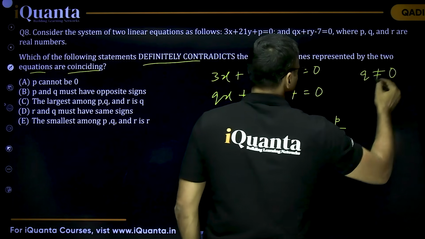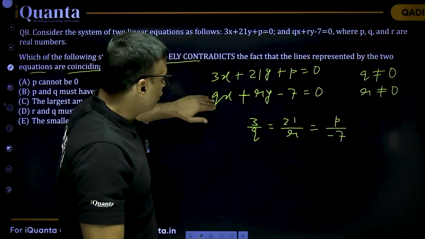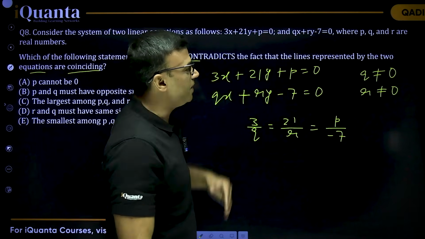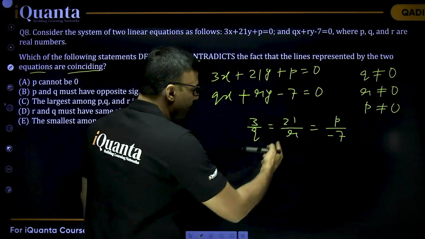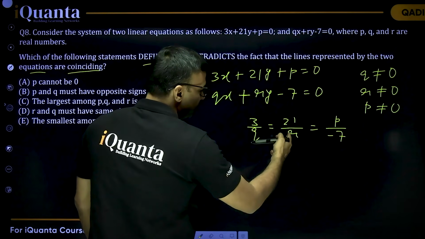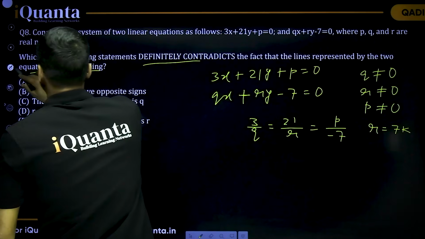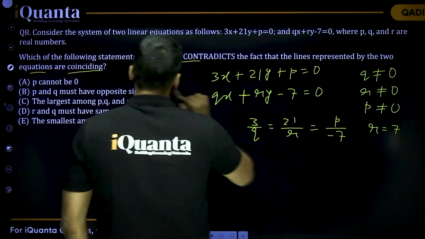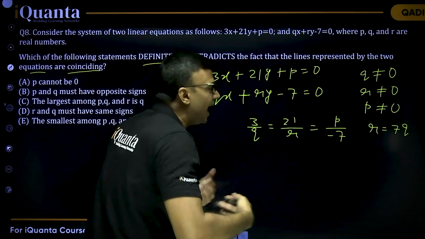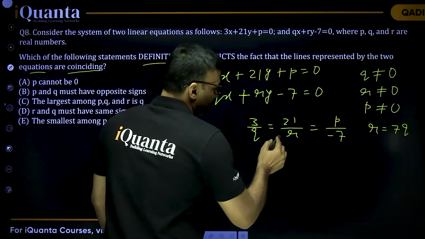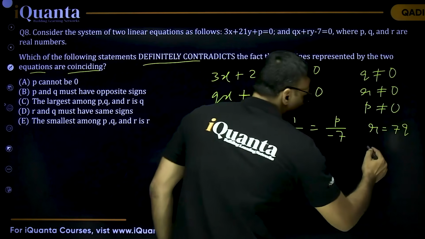Q cannot be equal to 0, right? R cannot be equal to 0. We could have taken the reverse ratio, like q by 3 equal to r by 21 equal to minus 7 by p. So p also cannot be equal to 0, right? What else? If I cross multiply here, 3 times r equal to 21 times q, so r equal to 7q. What I said was just take all possible situations for this to happen. Then if I take 3 by q equal to p by minus 7, so p into q is minus 21.